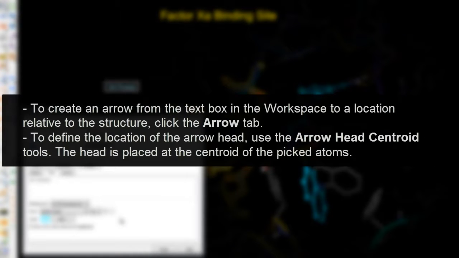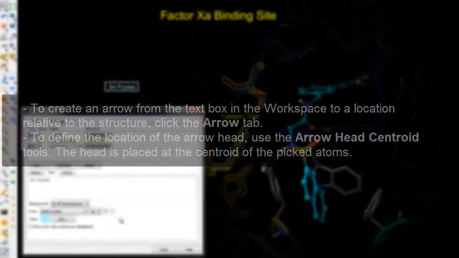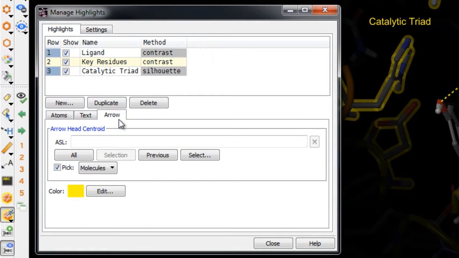To create an arrow from the text box in the workspace to a location relative to the structure, click the Arrow tab. To define a location of the arrowhead, use the arrowhead centroid tools. The arrowhead will then be placed at the centroid of the selected atoms.